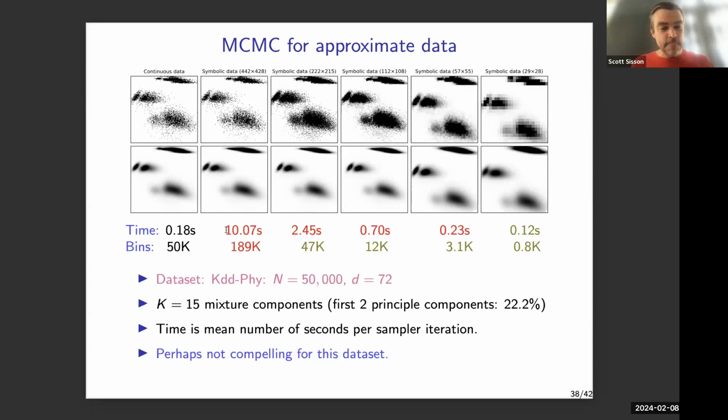These colored numbers here, the time is how long it takes to do one sampler iteration. And the bottom line is how many bins or data points that we have. If it's colored in red, that means we're doing worse than the original analysis, which is bad. If it's colored in green, that means we're doing better. So here we can see if we take the biggest discretization, our sampler is going to run faster, and we're going to get this degree of approximation compared to the truth. Now, this is only with 500 data points.